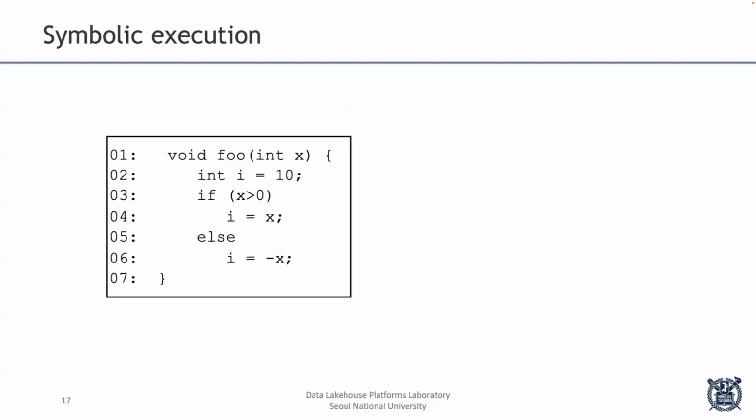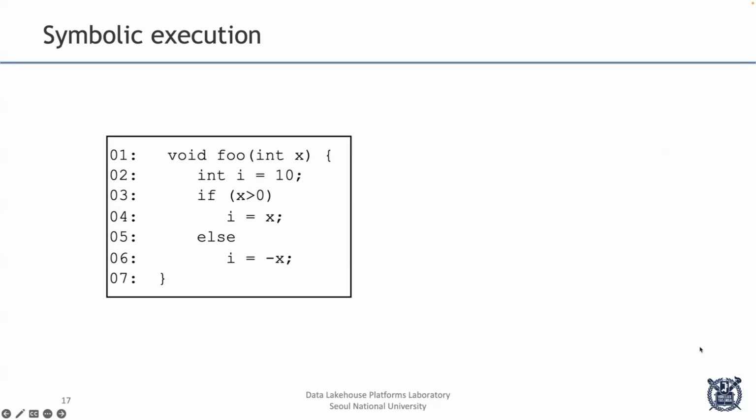In general, executing a program means executing a specific path of the program according to some specific input, right? For example, if the function foo here is called as foo(1), the execution starts with x equal to 1 in line 1, then executes line 2, line 3, line 4, and then line 7. They are executed in order, with a final result of I equals 1.